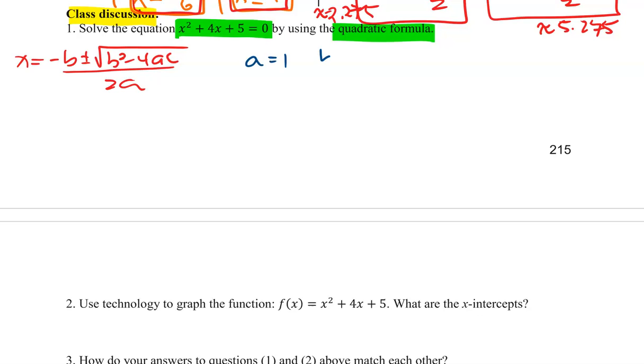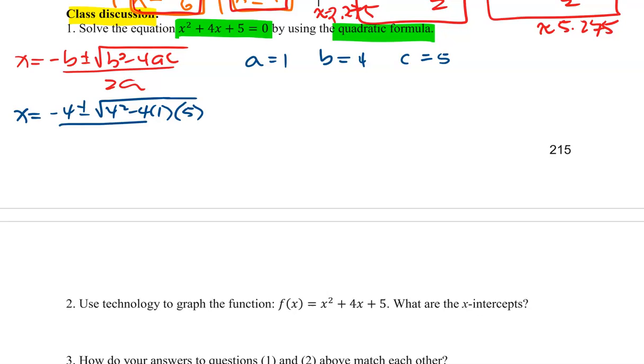A is equal to 1, b is equal to 4, and c is equal to 5. Now let's solve for x. Let's substitute the values of a, b, and c. So negative b, negative 4, plus or minus 4 squared minus 4 times 1 times c, which is 5, over 2a, 2 times 1. So this is negative 4. 4 squared is 16. 4 times 1 times 5 is 20, all over 2 times 1 is 2.